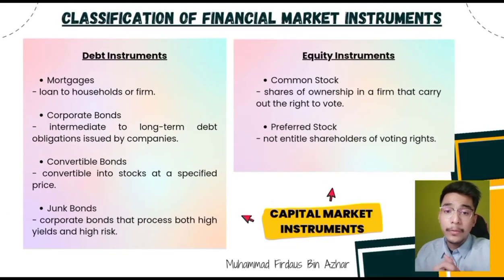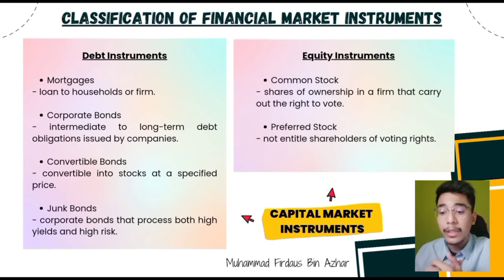So after we look at the money market instrument, next we look at the capital market instrument. It consists of two, which are debt instrument and equity instrument. In debt instrument, it has four instruments. The first one is a mortgage. Mortgage is a loan to a household or firm. Next is corporate bonds. Corporate bonds are an intermediate to long-term debt obligation issued by companies.